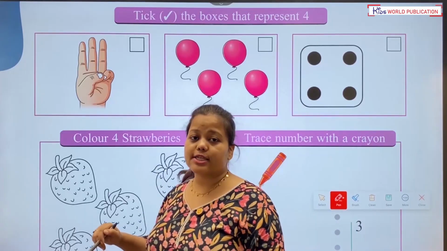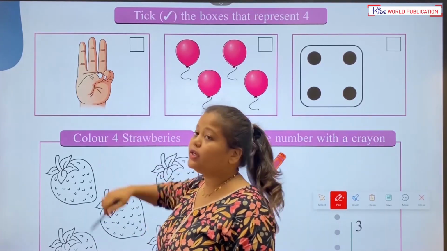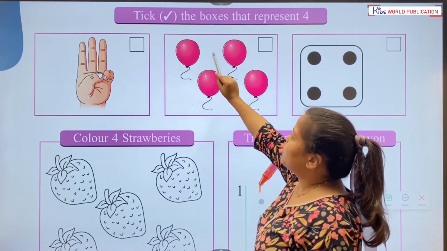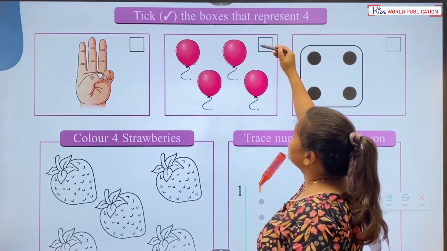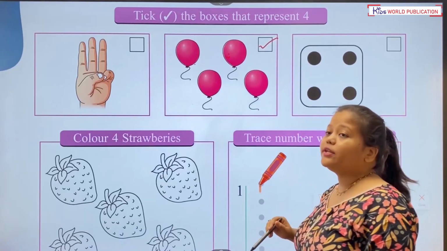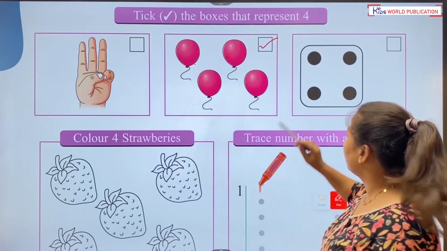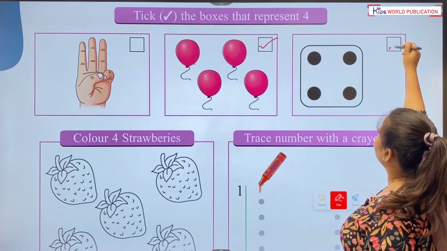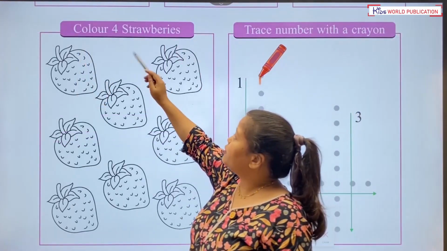How many fingers can you see? 1, 2, 3. So, no. How many balloons can you see? 1, 2, 3, 4. Yes, we will tick it. How many dots in the dice can you see? 1, 2, 3, 4. So, this is right. We will tick it.